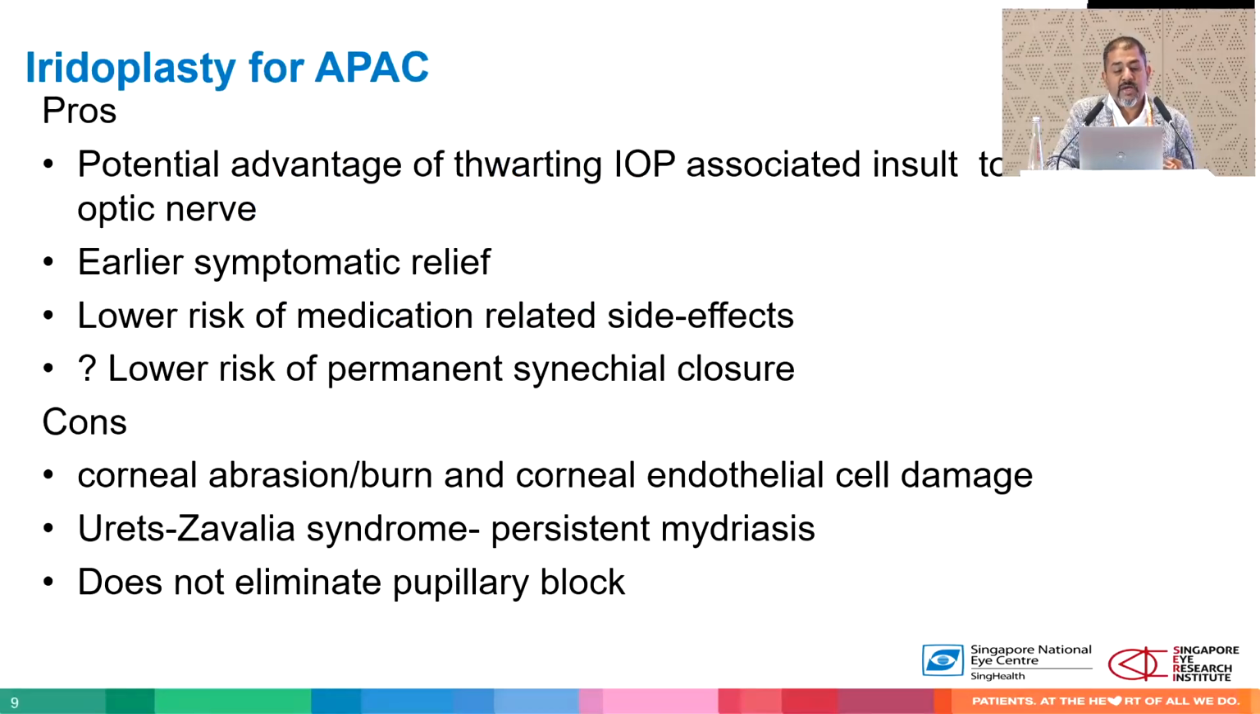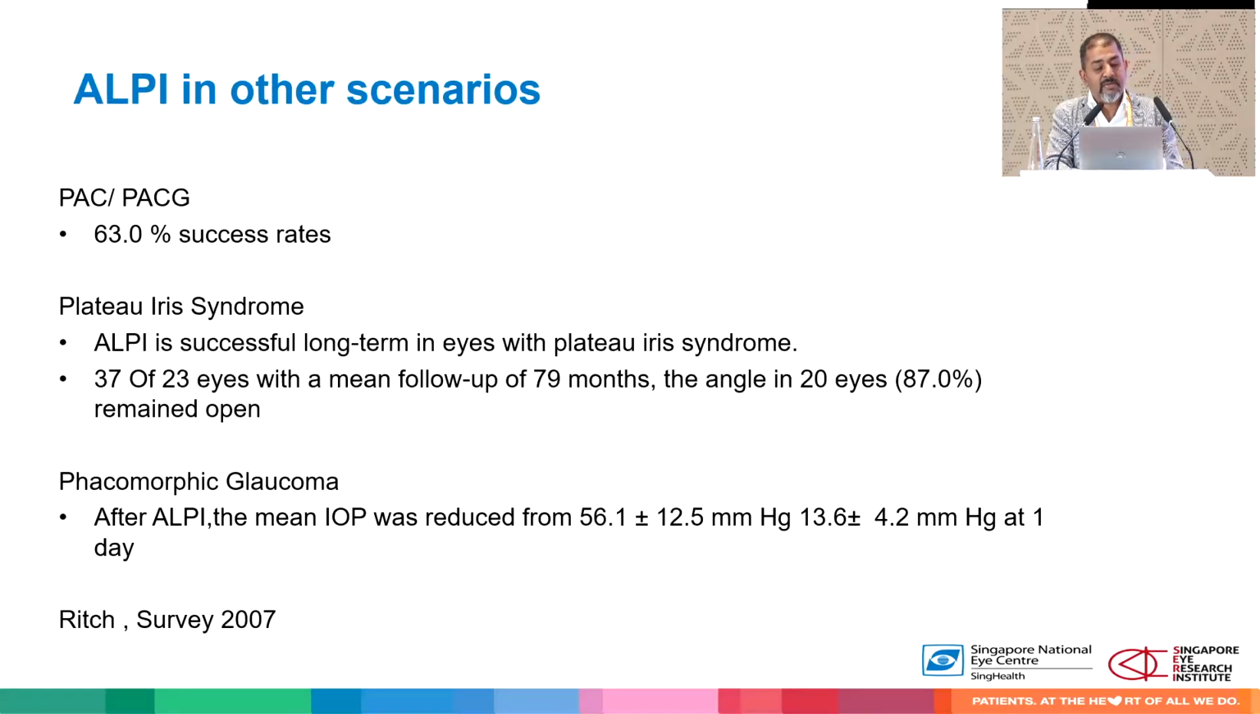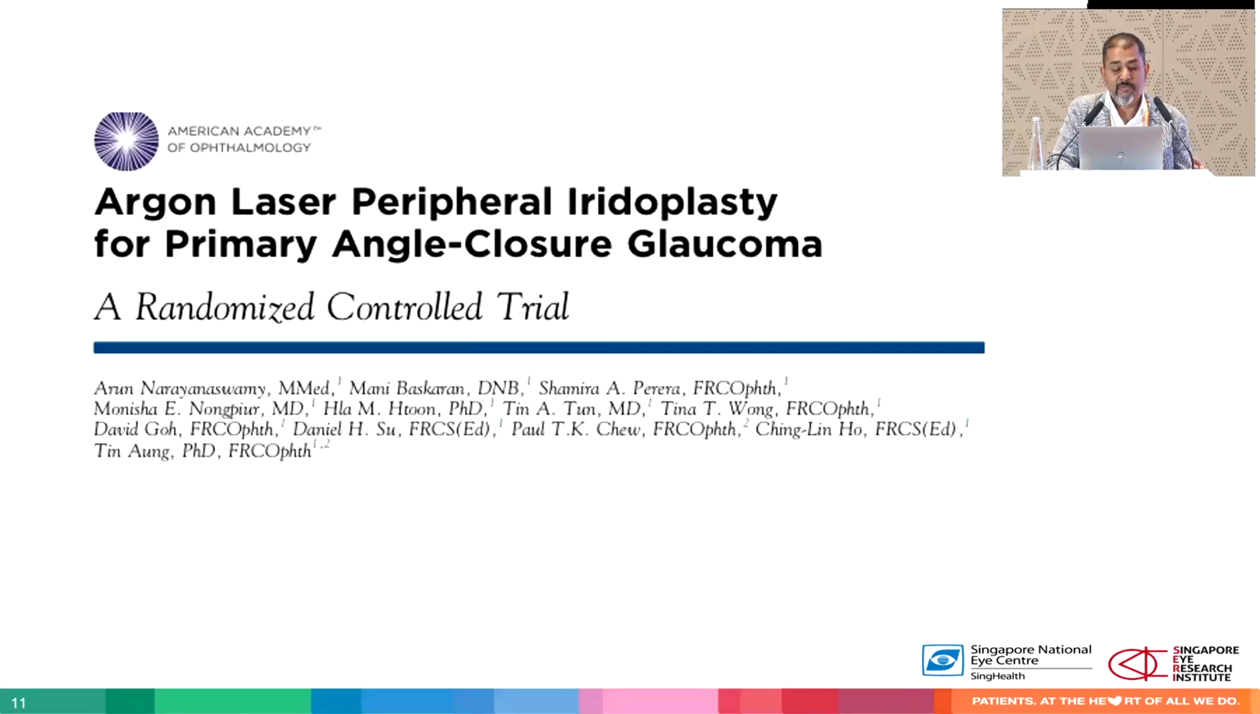Some of the pros are the ability to thwart IOP at an early stage, earlier symptomatic relief, lower risk of medication-related side effects, and lower risk of permanent synechial closure. The cons, however, are damage to the endothelium and Urrets-Zavalia syndrome, and we have to understand that iridoplasty alone does not eliminate pupillary block. In other scenarios, such as primary angle closure glaucoma, the effectiveness is about 60%, and similar in plateau iris syndrome, and also effective enough in phacomorphic glaucoma.